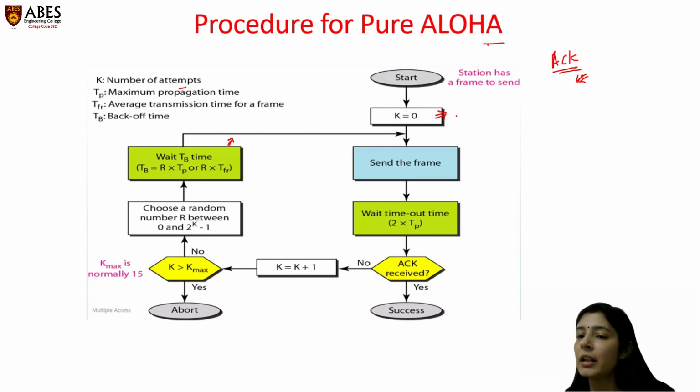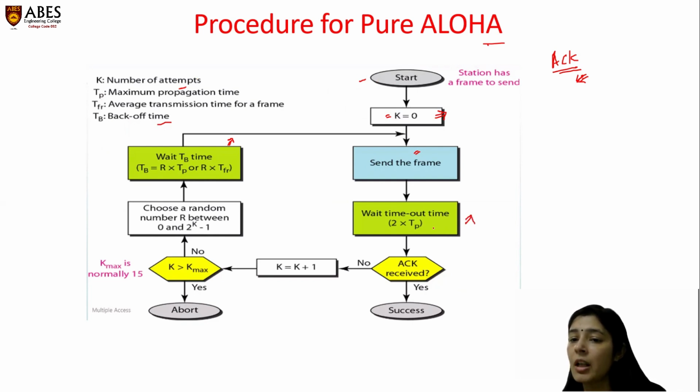The station will send the frame a maximum of 15 attempts, and if in the 15 attempts the station is not able to send the frame successfully to the destination, then the station will wait for a longer period of time before retransmitting the frames again. So in this flow chart we can see that the number of attempts is initially 0, because the station is trying to send the frame for the first time. Now the station will send the frame and then wait for the timer timeout to occur.